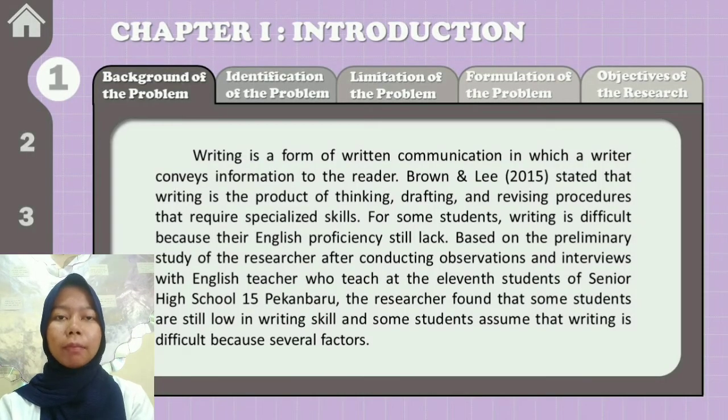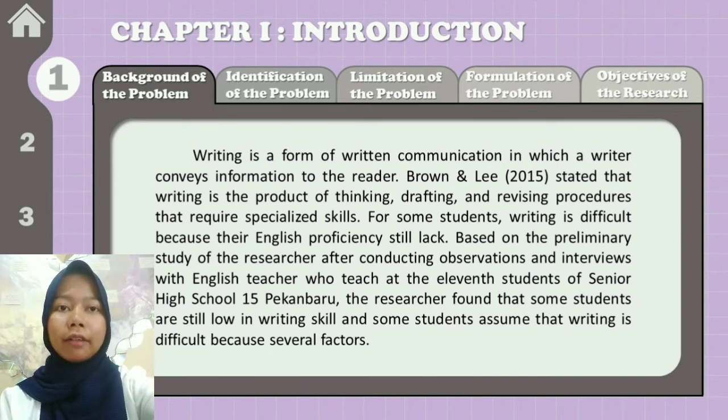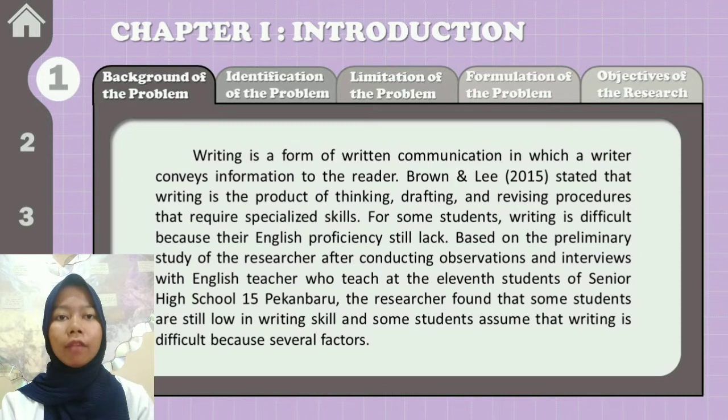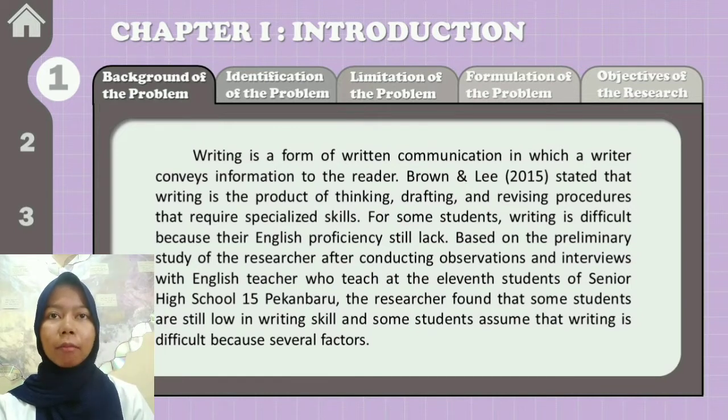Okay, we come to Chapter 1, the background. In learning English, the students must understand the 4 language skills, which are listening, speaking, reading, and writing. As one of the English language skills, writing is important to be learned by students. Writing is a form of written communication in which a writer conveys information to the reader. Brown and Lee 2015 state that writing is the product of thinking, drafting, and revising procedures that require specialized skills. But sometimes it makes the writing process so long and complex to do.